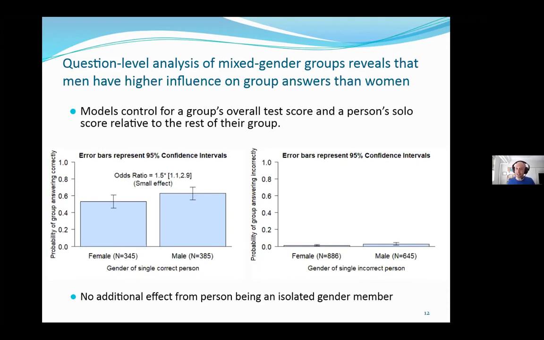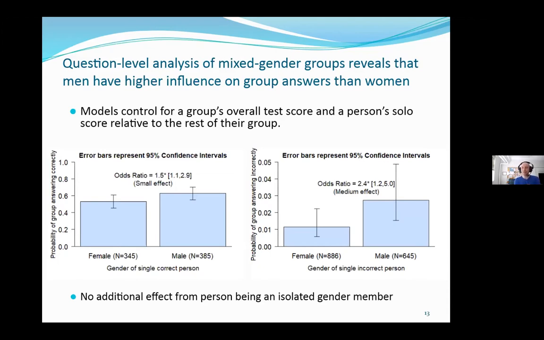However, we can zoom in on this and see that it's actually around 2-3% or something like that, that the men are also more able to get the group to follow their answer, even if it's wrong. In this case, the odds ratio is a little bit bigger and the effect is a little bit bigger, but it's consistent across both correct and incorrect answers.